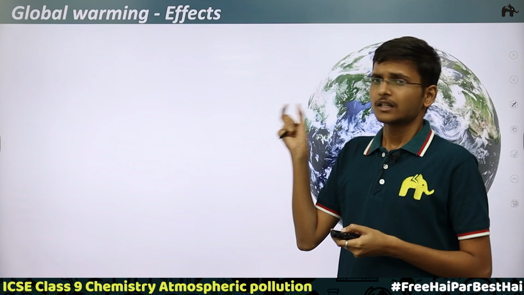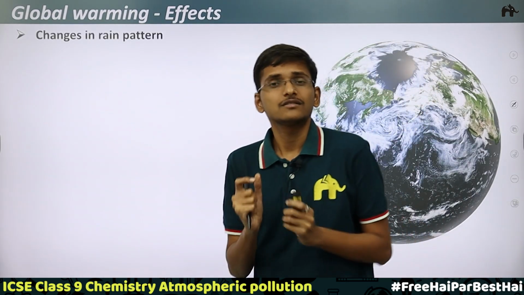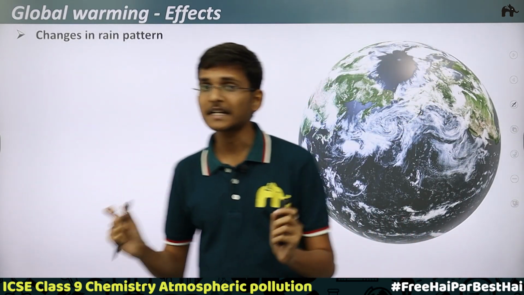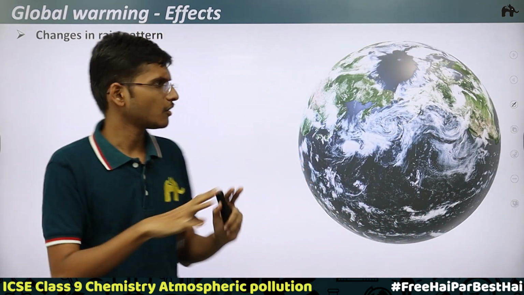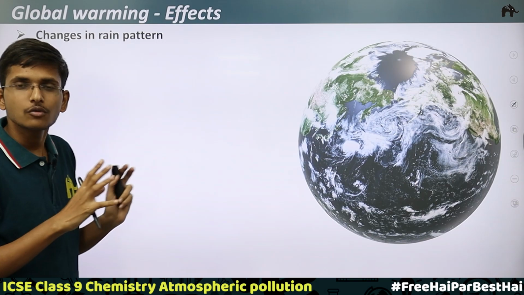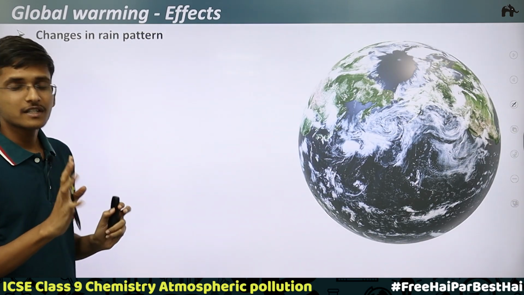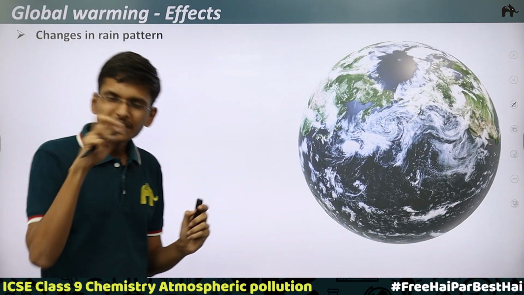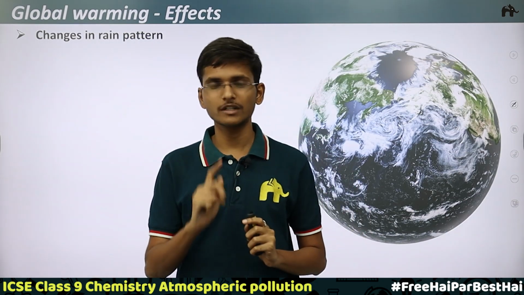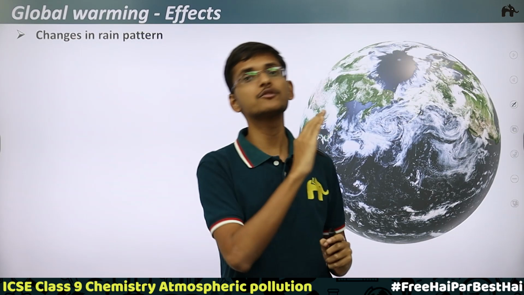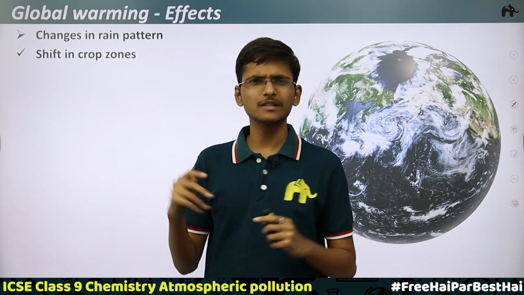Now moving ahead, here another effect is change in the rain pattern. The pattern in which we observe rain occurring would change, and this change would induce two very bad things. What is the first one? It would shift the crop zones. Now what is the meaning of this?